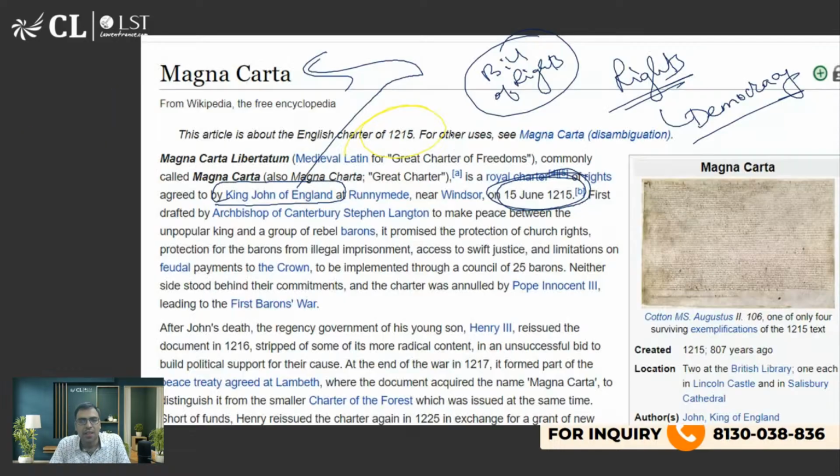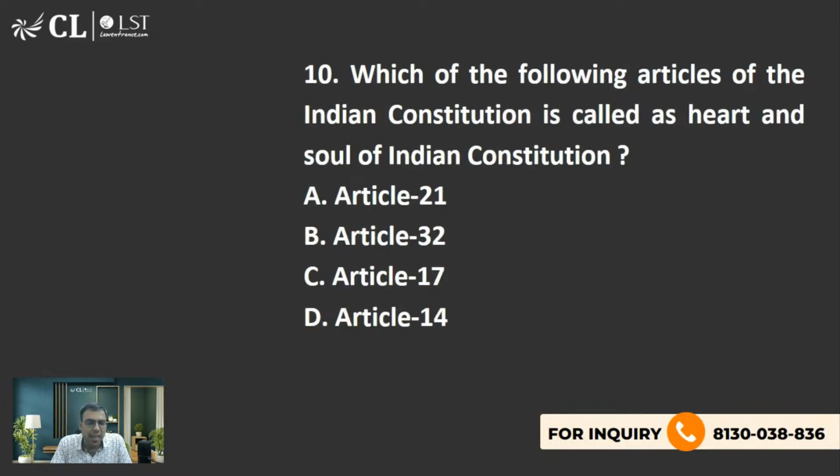Okay. The next is, which article of the Indian Constitution is called the heart and soul? I think AILET ने पूछा हुआ भी है. Heart and soul of the Indian Constitution. Article 21, 32, 17, 14. What is the right answer? Yes, Ananya and SPDK, you both are right.